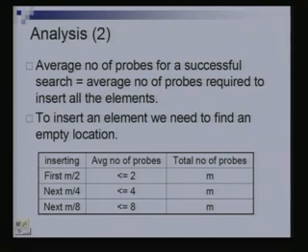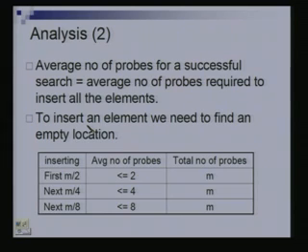If you recall from the last class, the average number of probes required for a successful search is the average number of probes required to insert those elements, because when we were inserting those elements, we were doing essentially the same thing. So it's the same as the average number of probes required to insert all these elements. And this is the quantity I'm going to compute. What is the average number of probes required to insert all the elements that I have in the table? So let's see.